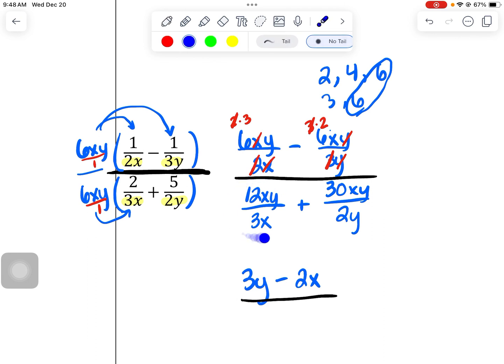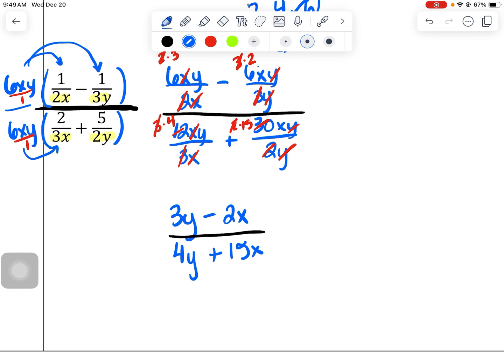Then simplifying here, they have a common factor of 3. 3 times 4 is 12, so I can divide out a 3. They have a common factor of x, so I can divide out an x. That leaves me with 4y over 1, so just 4y, plus this one. They have a common factor of 2. 2 and 15 make 30, so I can divide out a 2, and they have a common factor of y, so I'm left with a 15x.